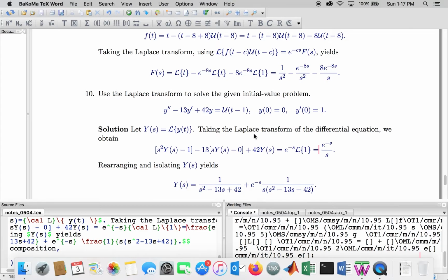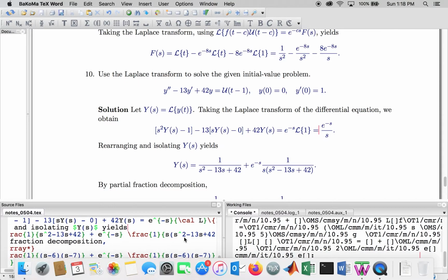On the left side, same rules as before. For second derivative, we get s squared y of s minus y prime of 0, which is 1. And then y of 0 is 0, so there won't be any other term here. Minus 13 Laplace transform of y prime, which is s y of s minus y of 0, which is 0. And then plus 42 Laplace transform of y is equal to what we got for transform on the right-hand side.